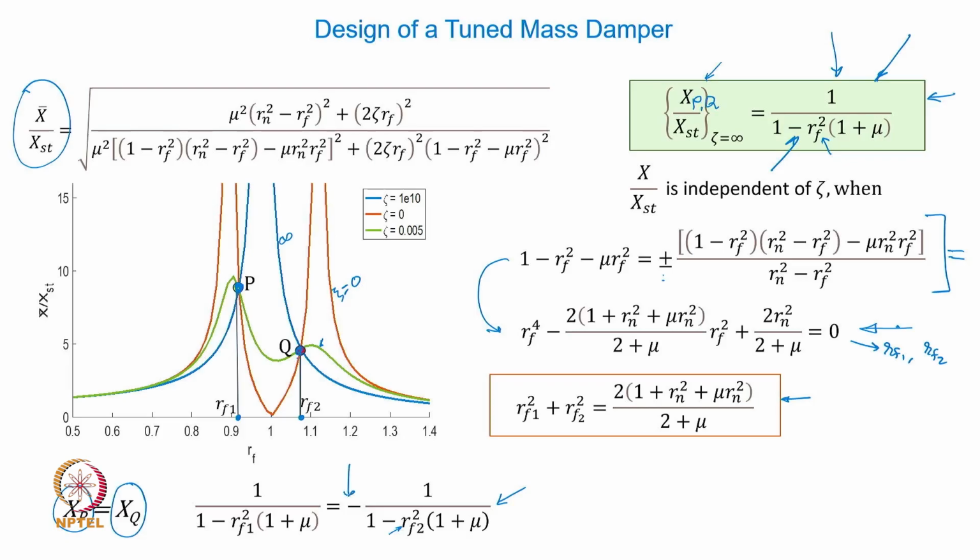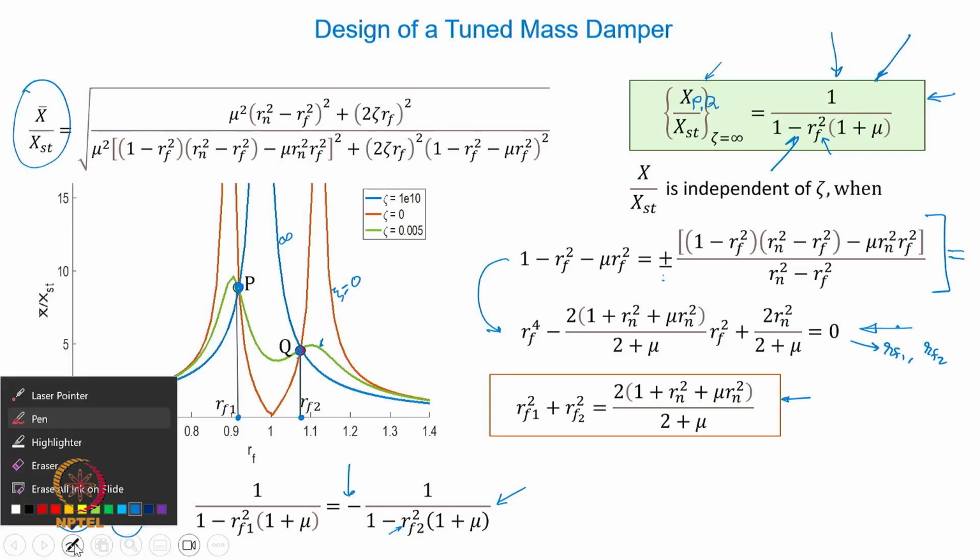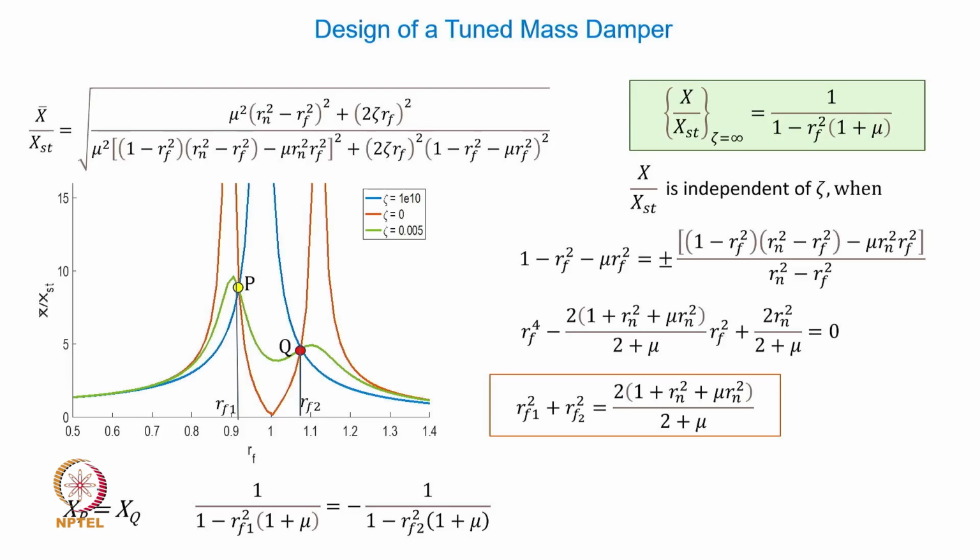Why are you putting a negative sign here? Think about it. The reason for putting a negative sign there is, if you remember x over xst for a single degree of freedom system, what is that expression? Undamped case, right? This expression for r less than 1 will be positive, and for r greater than 1 will be negative. So this one and this one will have two different signs. One will be positive, the other one will be negative.